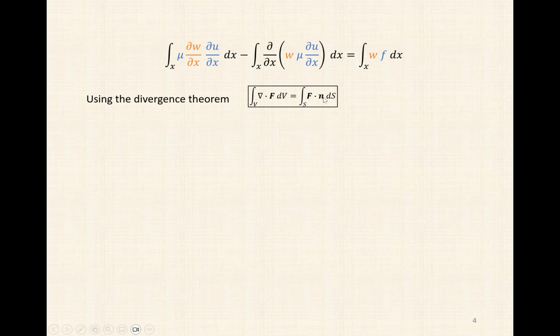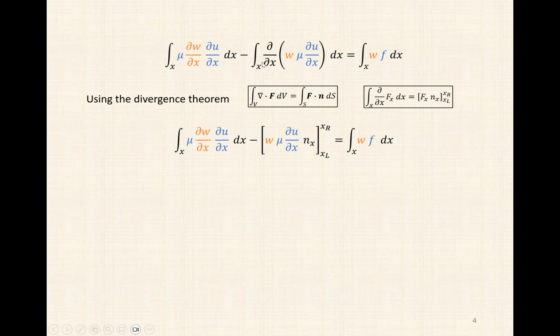When we simplify to a 1D problem, we have only one dimension, the x dimension. So the divergence becomes ∂/∂x of f_x, where f_x is the x component, and our domain is x. On the right hand side we have the dot product of f and n, with only one component, f_x and n_x, and the boundaries are x_l and x_r. So this is the divergence theorem, and we are going to make use of it in the second term on the left hand side.